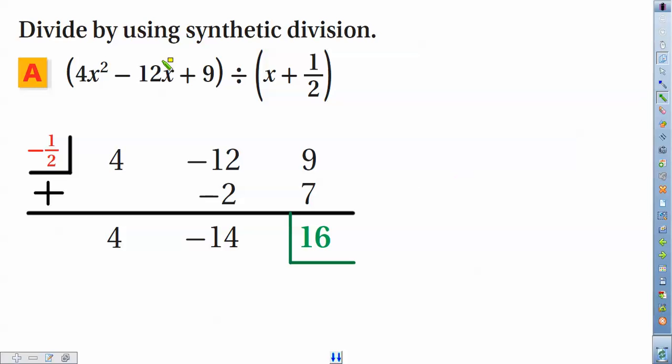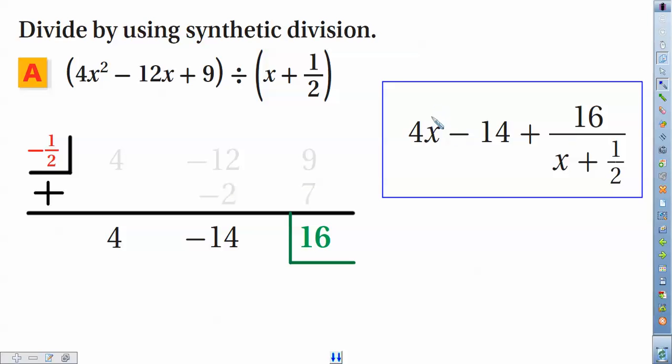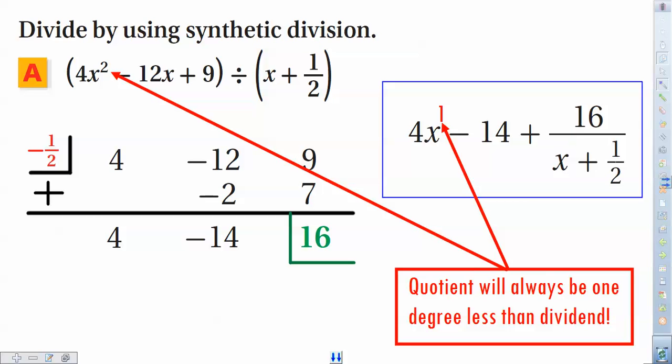Now take a second. Remember the degree of the dividend was 2. So if we wrote this out as second power, first power, 0 power, the quotient is always 1 degree less. So now our new quotient here is 4x to the first minus 14 plus your remainder divided by your divisor. And the quotient will always be 1 degree less than the dividend.